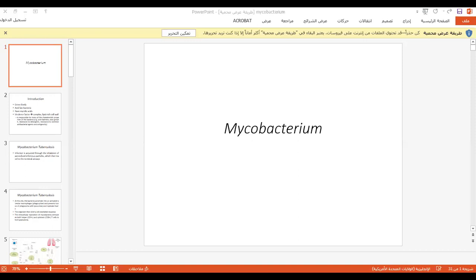Various factors, including the complex lipid-rich cell wall, are responsible for the virulence and pathogenesis of this bacteria, and for many properties such as acid fastness, slow growth, resistance to detergents, resistance to common antibacterial agents, and antigenicity. Mycobacterium tuberculosis is the causative agent of tuberculosis.